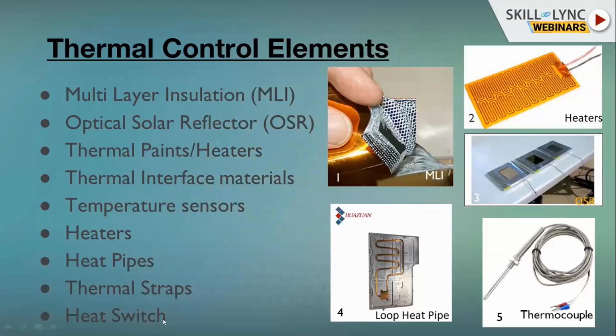Then we have the heat switch. How a heat switch functions is, it is mounted between the interfaces. Depending upon whether you want to reject the heat or get the heat from the other component, there is a heat switch, basically a bellows kind of structure, which gets elongated if you want the heat to get inside, or it can be detached from the other interface if you don't want the heat loop to be complete.